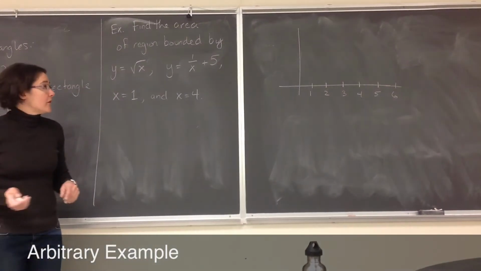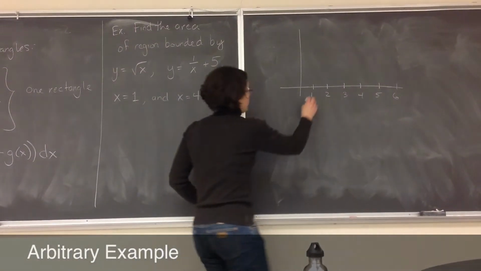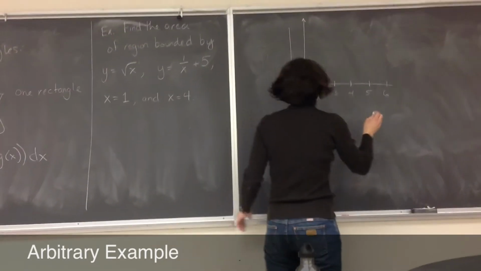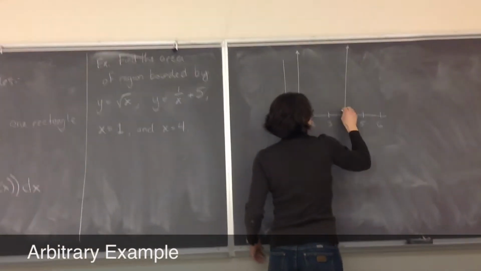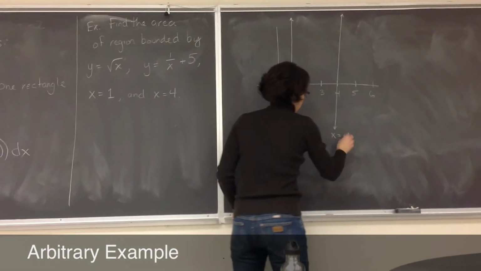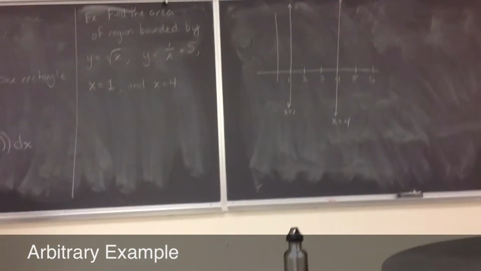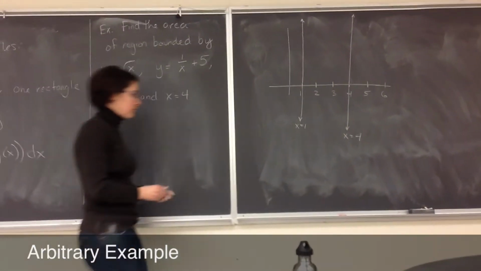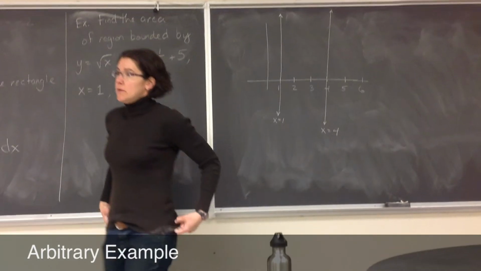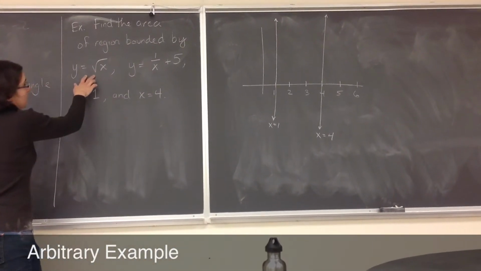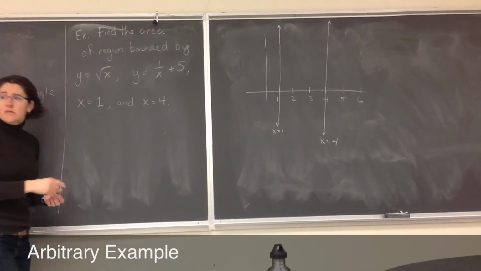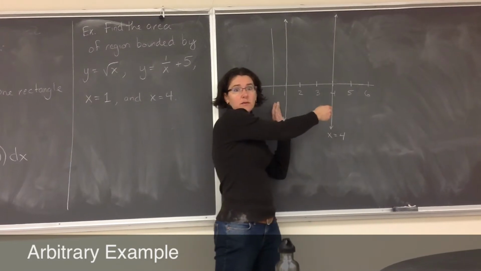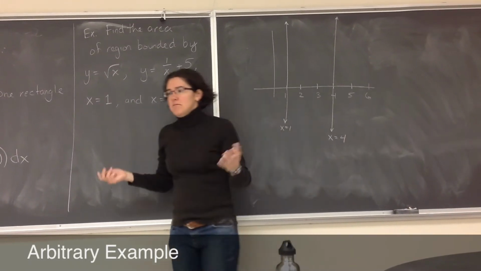So while you're working on those graphs, I'm going to go ahead and graph x equals 1. I know that that's a vertical line, and x equals 4 is also a vertical line. So as you're graphing the function y equals the square root of x and y equals 1 over x plus 5, in terms of the window that you look at, you definitely want to make sure that your x values include x equals 1 and x equals 4, and anything outside of that maybe doesn't matter so much.